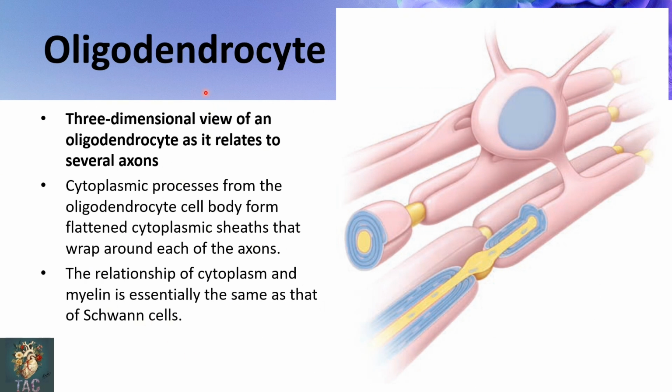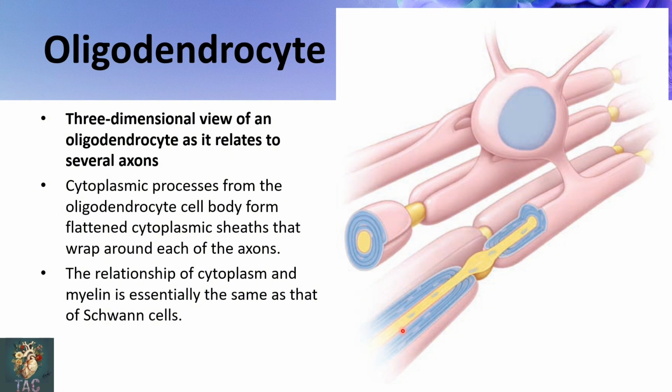So oligodendrocytes, in this beautiful diagram, you can see the three-dimensional view of an oligodendrocyte as it relates to several axons. This is the cell body of the oligodendrocyte. It is sending multiple tongue-like processes. You can see all of these processes wrapping around axons. So this single oligodendrocyte has its cell body at its own place, but its tongue-like processes at the same time are forming myelin sheath around the axon in the central nervous system.